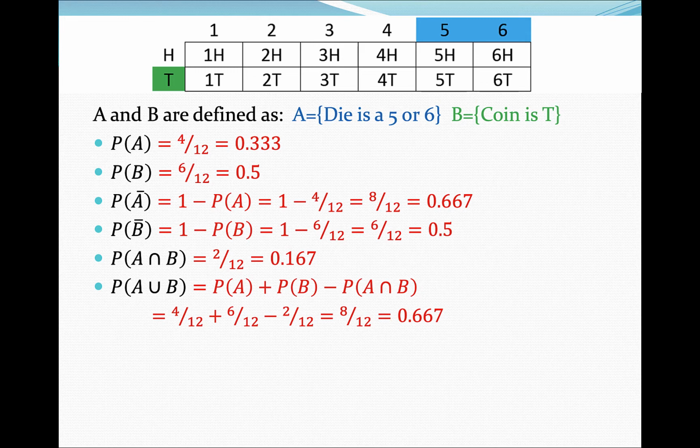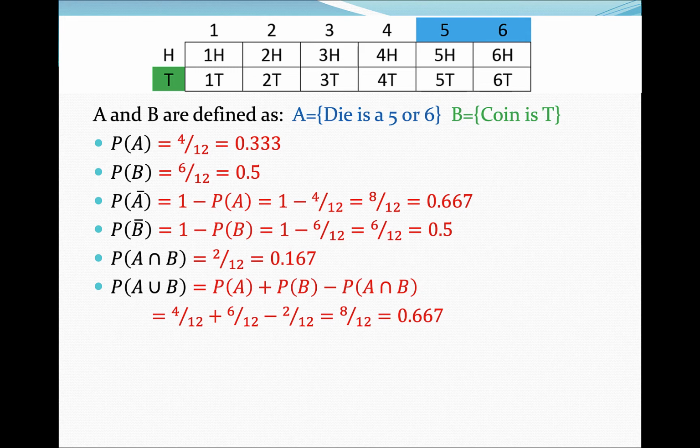So the intersection, as I said, is kind of like the AND. You have to satisfy both A and B. The union is kind of like the OR. So the probability of A union B is really the same as the probability of A or B. So to satisfy the union, you have to satisfy either A or you could satisfy B. So anything in either one of those outcomes would satisfy it.